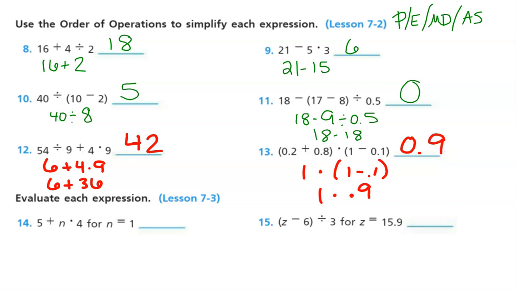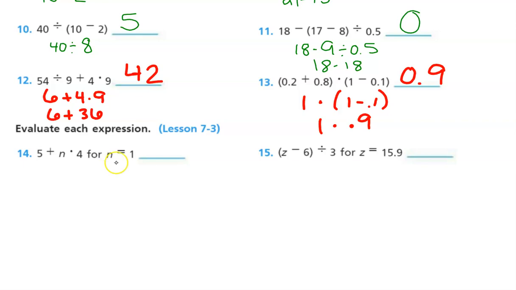Okay, 14 and 15, again, just evaluate. This time is where you plug in your n with whatever they tell you. So 5 plus n times 4, I'm going to rewrite that this time using this 1 instead of an n. So it's 5 plus 1 times 4. Well, that's easy enough. 1 times 4 is 4. And then 5 plus 4 is 9.